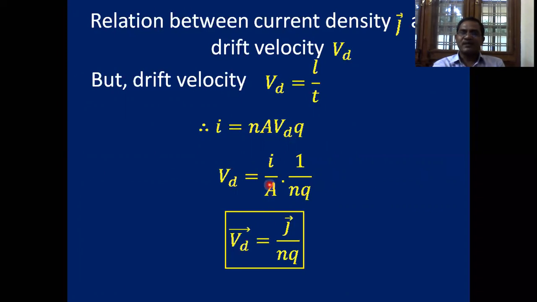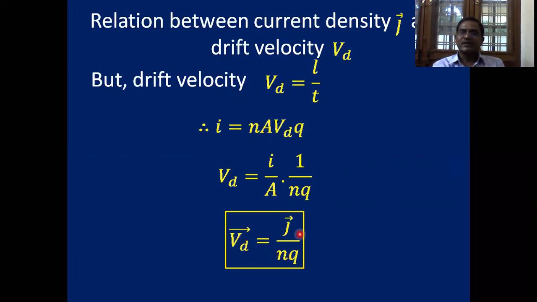But I by A represents what? Current density. Then Vd bar equals J bar by N q. So this is the expression for drift velocity, and this expression relates drift speed and the current density. Here n is the number of charge carriers per unit volume, here the number of electrons per unit volume, constant. For metallic conductors, the n value is about 10 power 29 per meter cube. Electron charge is 1.6 into 10 power minus 19 coulomb.